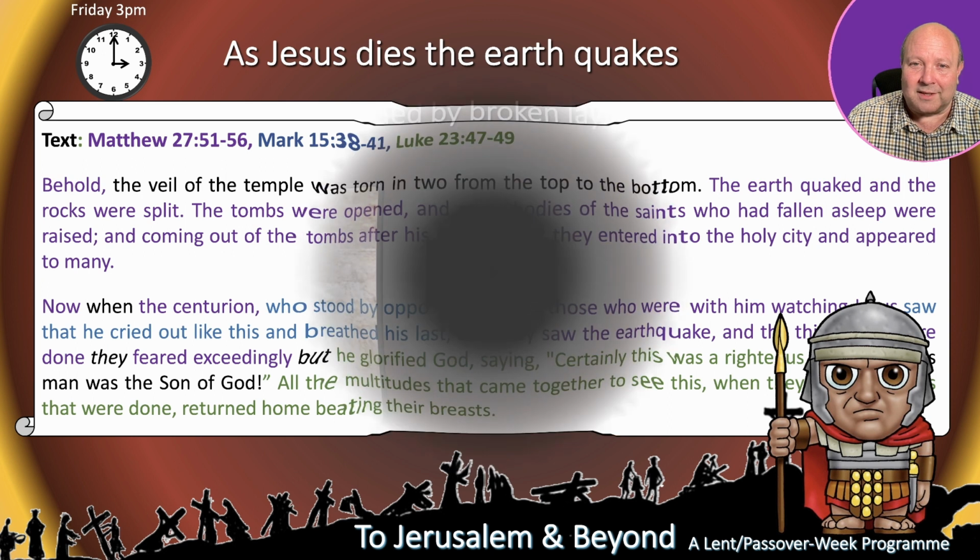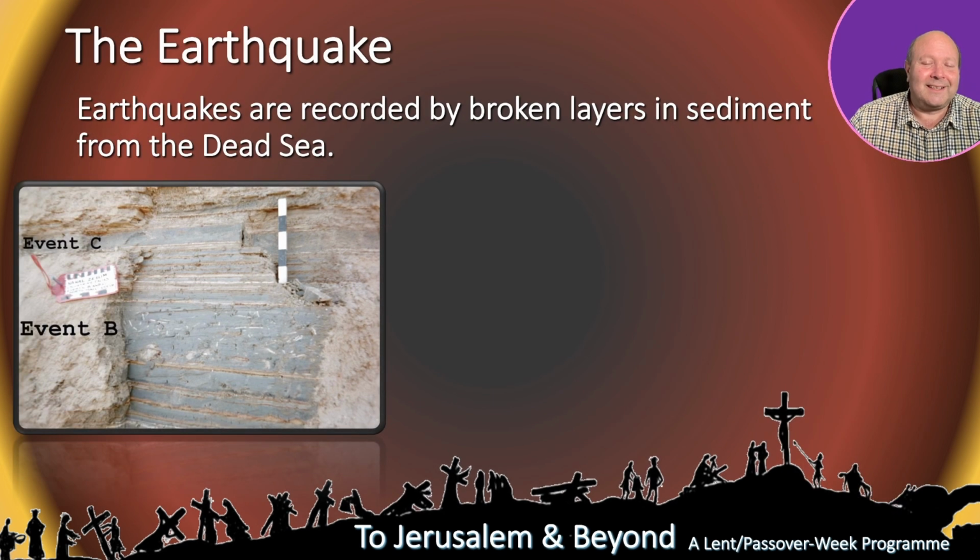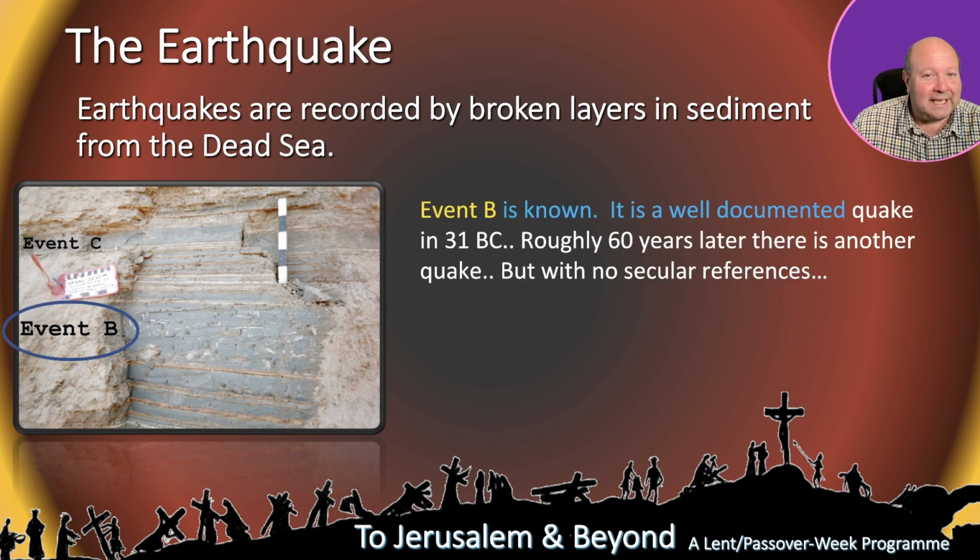There you go. Here's the earthquake. We know there was an earthquake. Earthquakes, you can actually see them. The sediment around the Dead Sea actually highlights when you have an earthquake. And if you look at the little picture there, you can see event C and event B. The lines are less regular, less even. They've been mixed up. So event B is actually a well-known earthquake that happened.